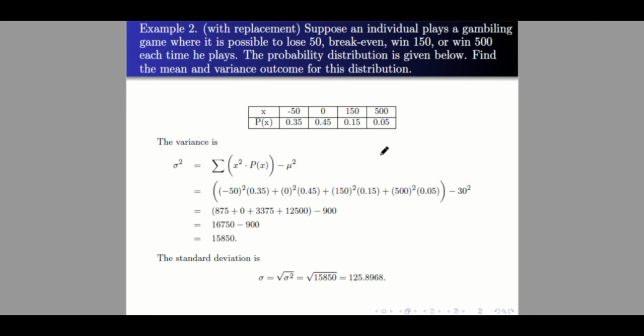So now let's go to the variance. Again, I'll use the first formula. So square your x. So we have negative 50 square. Take note of the substitution. The negative is inside the square. So you have this times 0.35, 0 times 0.45, 150 square times 0.15, 500 square times 0.05.